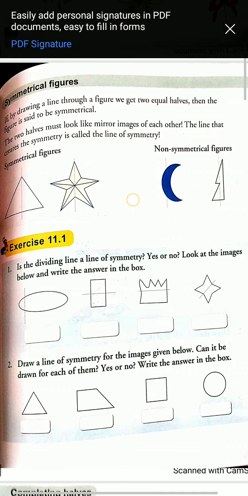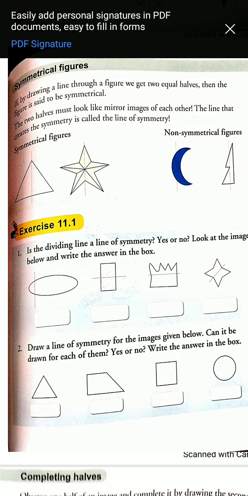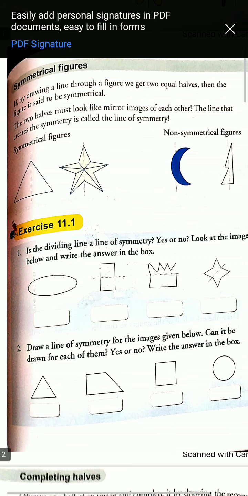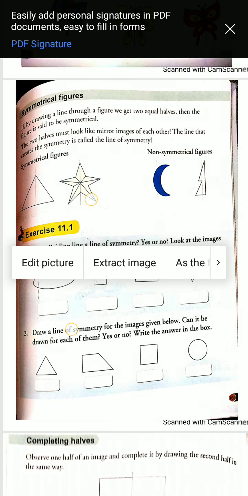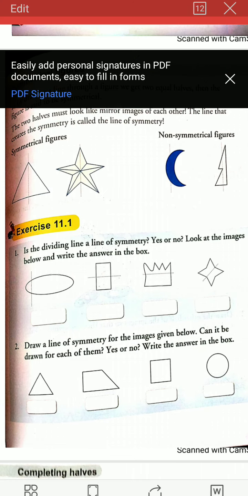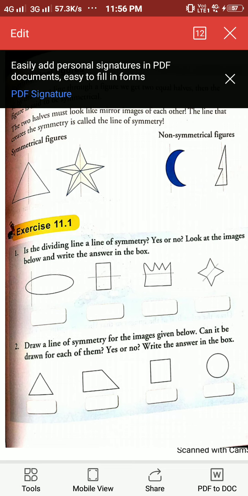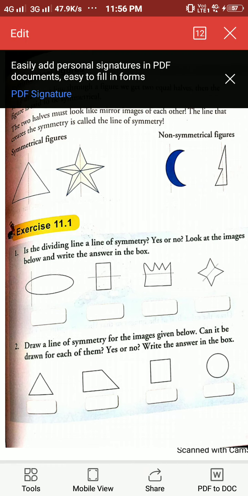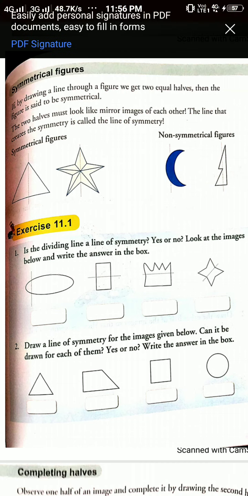See here. What is this? Star. How many stars? See the stars. I have drawn a line here. Have you observed this one and this one, two parts are there? These are equal. Yes. Are they equal? Yes, they both are equal.